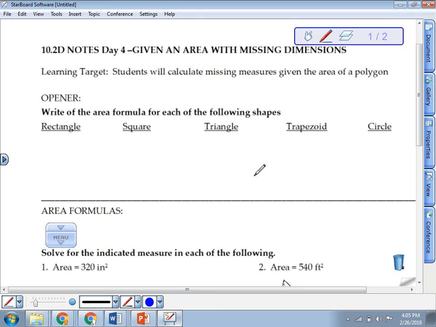Welcome to the notes on area. So this time we're going to be finding missing dimensions when we're given the actual area. Okay, so let's review quick. What are the formulas for area? We're going to need those.